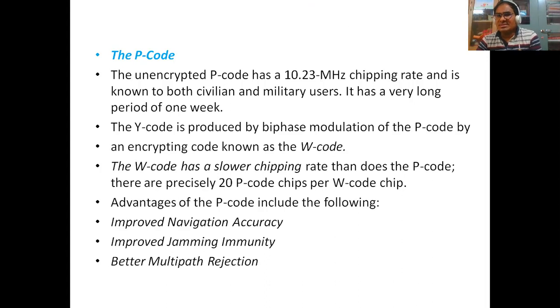So usage of this has advantages like improved navigation accuracy, of course the major objective of the GPS, improved navigation accuracy without errors, and improved jamming immunity. If there is any signal jamming, that will be improved, and better multipath rejection. If multipath propagation of the signals is taking place, then that also will be rejected.